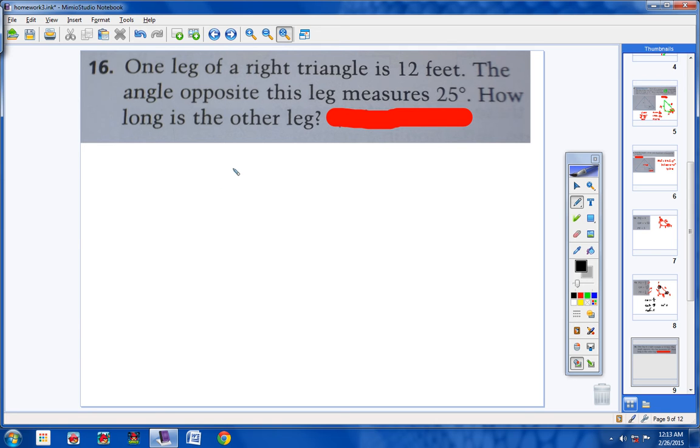So, here's my right triangle. I'm not really worried about drawing it to scale. That's not a big deal. One leg is 12 feet, so this is a leg. We'll call it 12 feet. The angle opposite this, so go straight across, is 25 degrees. How long is the other leg? So we'll call this x, okay? Alright, so we're looking for x, or in other words, the other leg. Remember, this is not a leg right here. This is your hypotenuse right here, okay? So we're looking for the other leg.